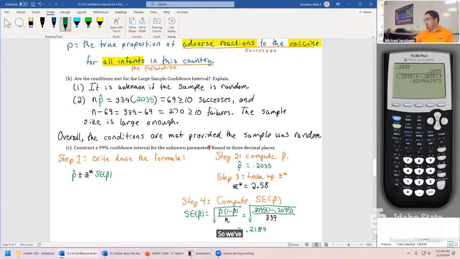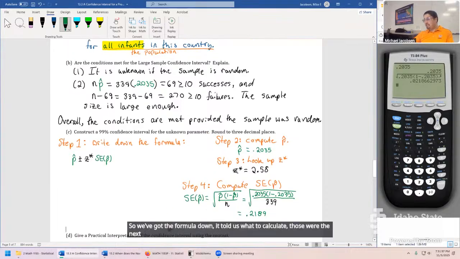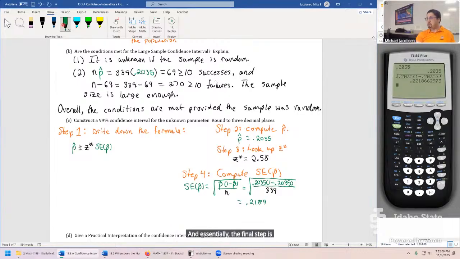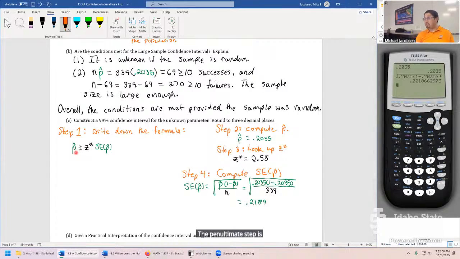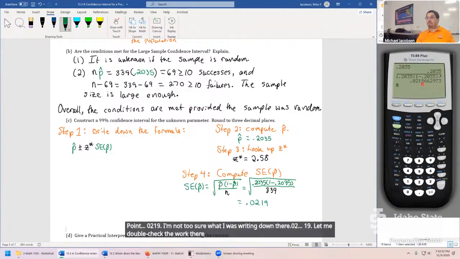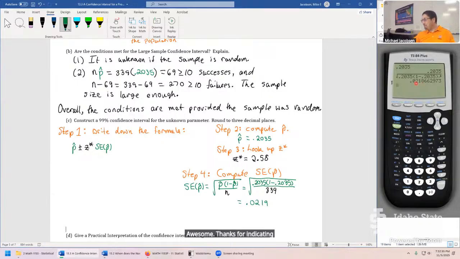So we've got the formula down. It told us what to calculate. Those were the next steps. And essentially the final step is, I guess, depending on how many steps you want to list, the penultimate step is substitute in the information. Let's call it step 5. Oh, hang on. I think I see what you're seeing. I kind of copied that down wrong. There's a 0 first. Let me try again. 0.0219. I'm not too sure what I was writing down there. 0.0219. Let me double check the work there. Does that look better to folks so far? Awesome. Thanks for indicating that one looked kind of weird on paper.